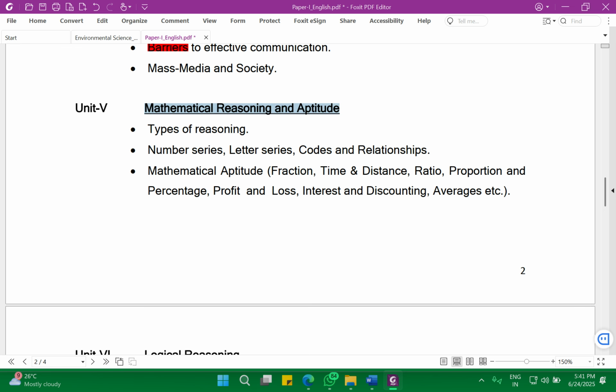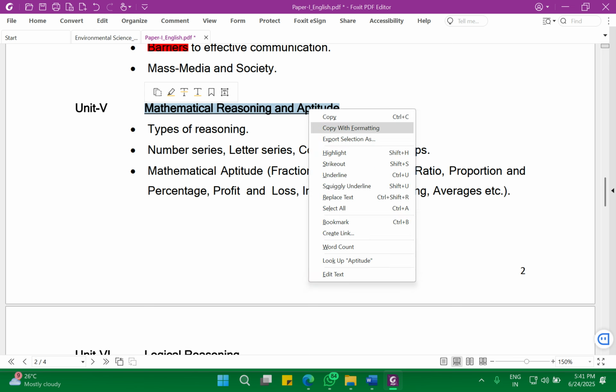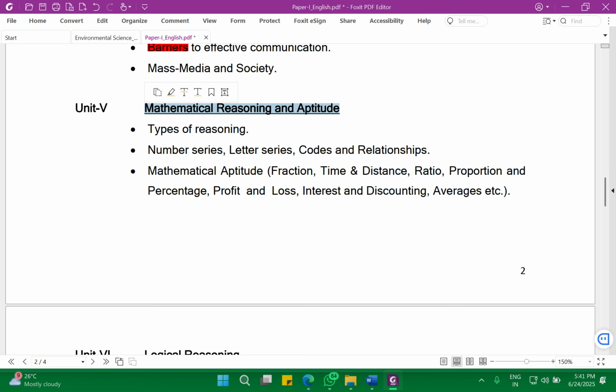And in mathematical reasoning, don't focus much, because in this fifth unit they may ask only 5 questions. Among 5 questions, definitely 2 questions you may be easily able to answer, like number series or letter series. It is very easy, and you don't need to revise or practice. So at least 1 or 2 questions you can get the marks from this.